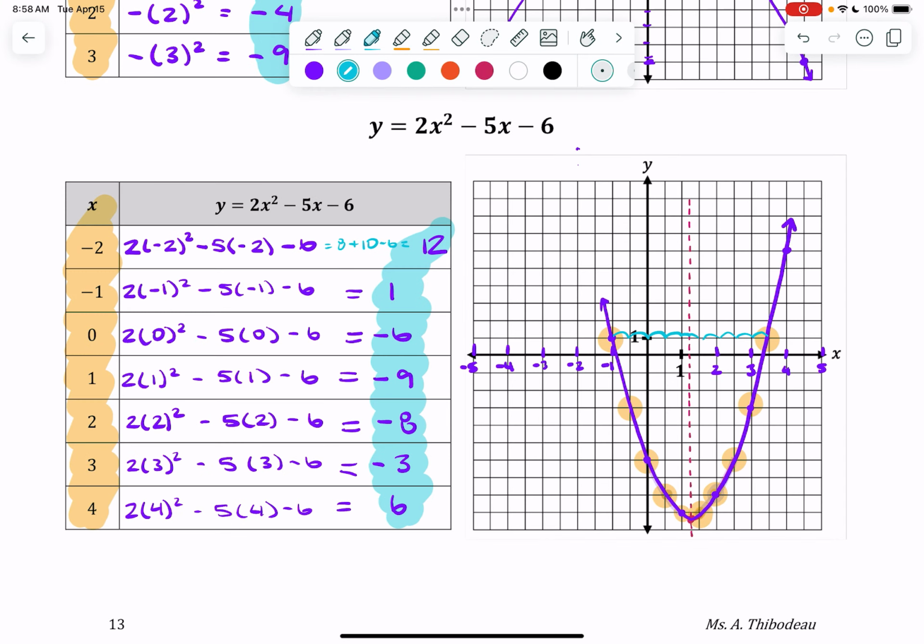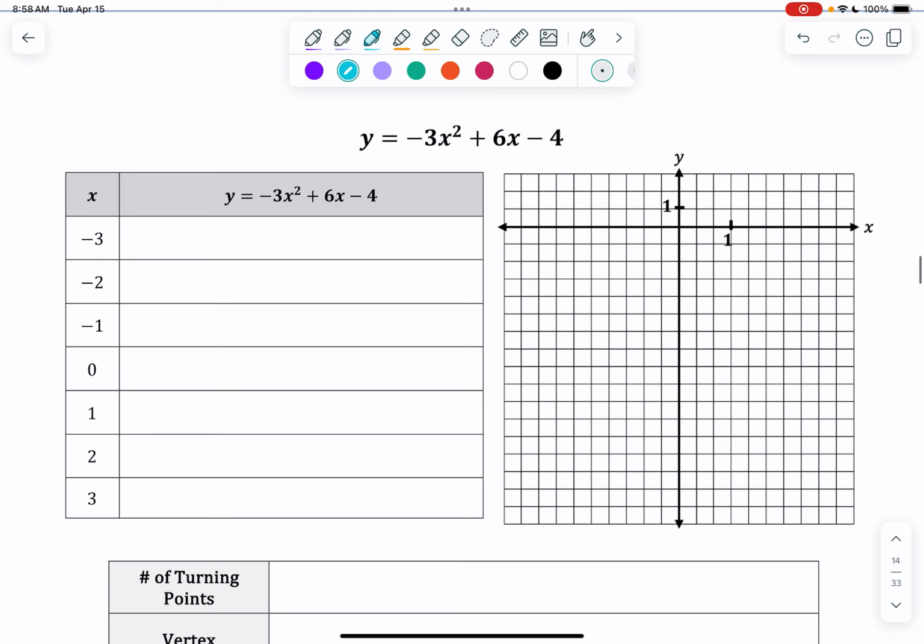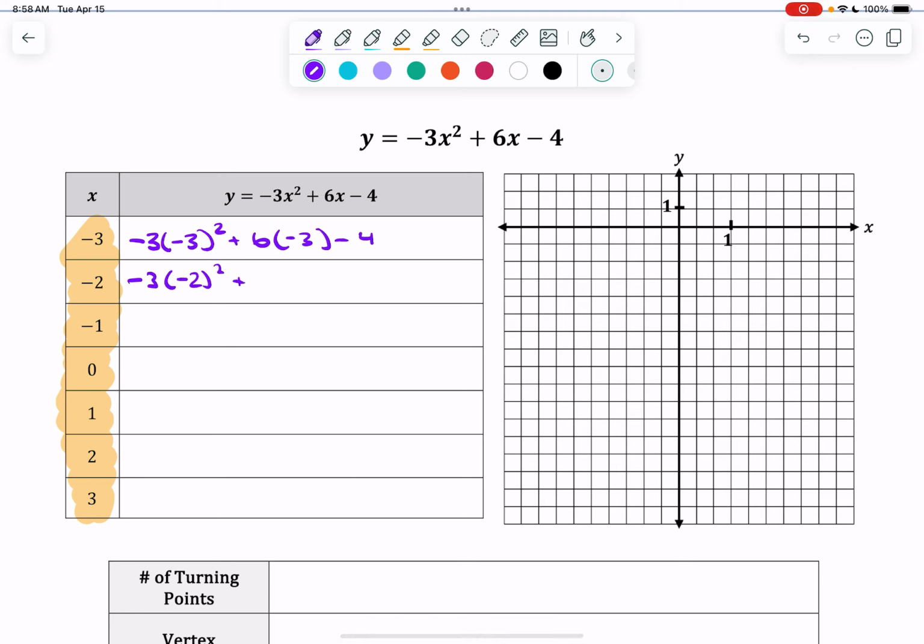Okay, last but not least, we are going to take a look at one more example, which is this one here. I want you to start by pausing the video, plugging in the values of x that I've given you. Not only find the values of y, but also plot them accordingly. Go. Okay, and if you're back, you can watch as I do exactly what you just did.